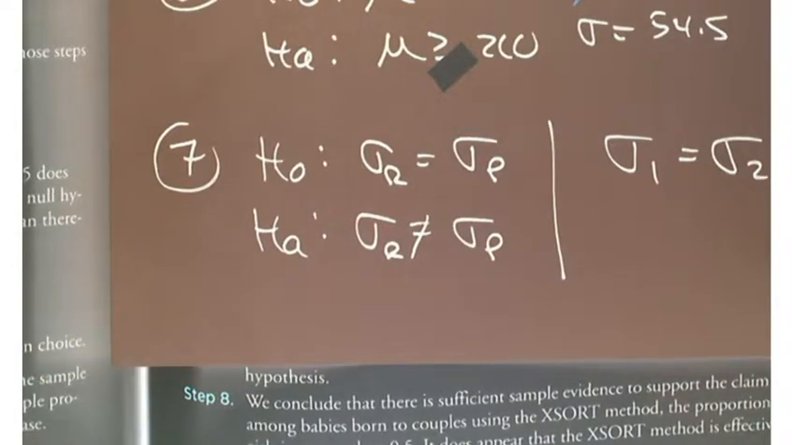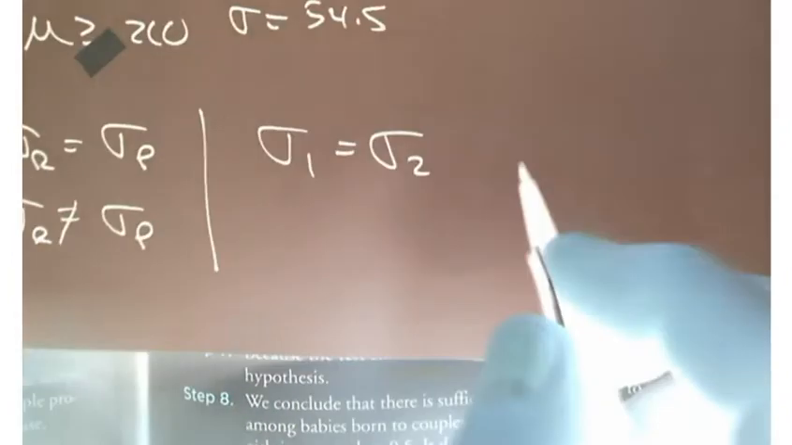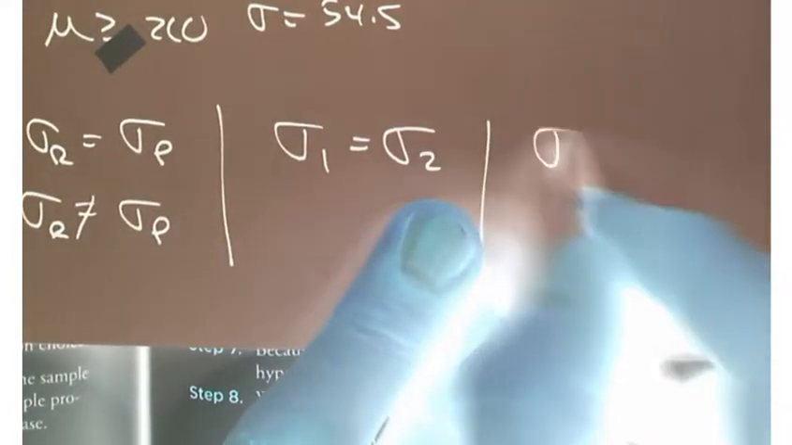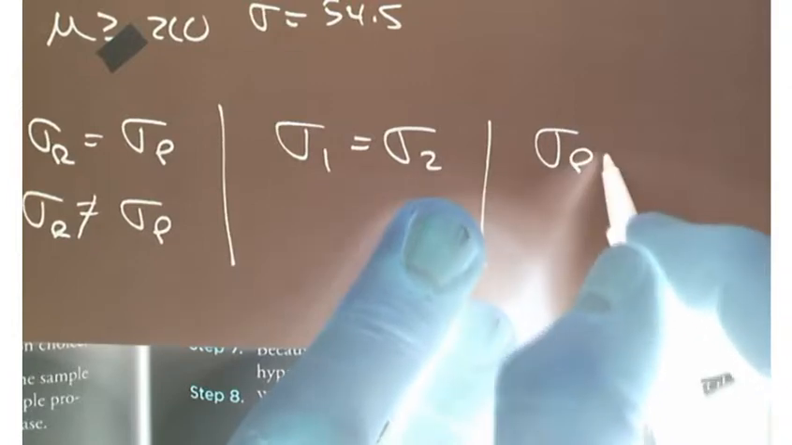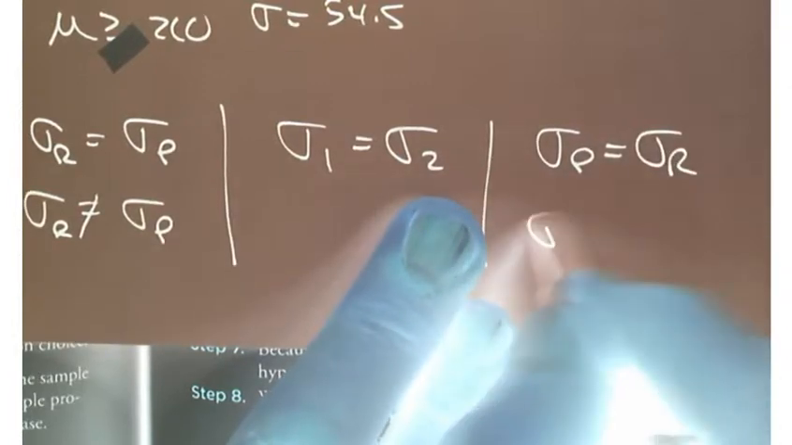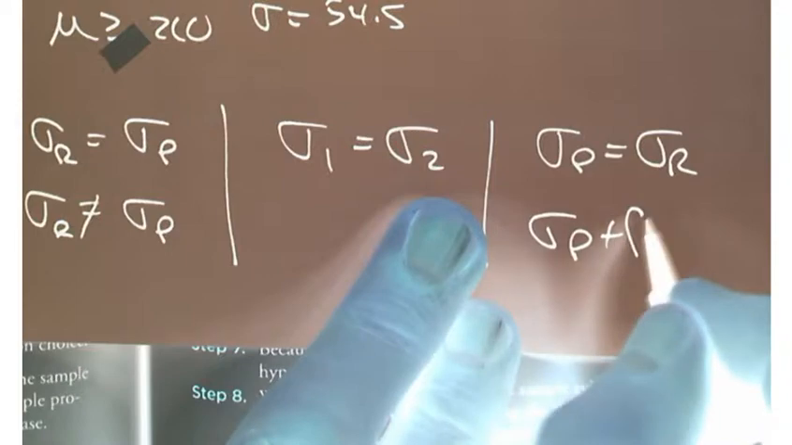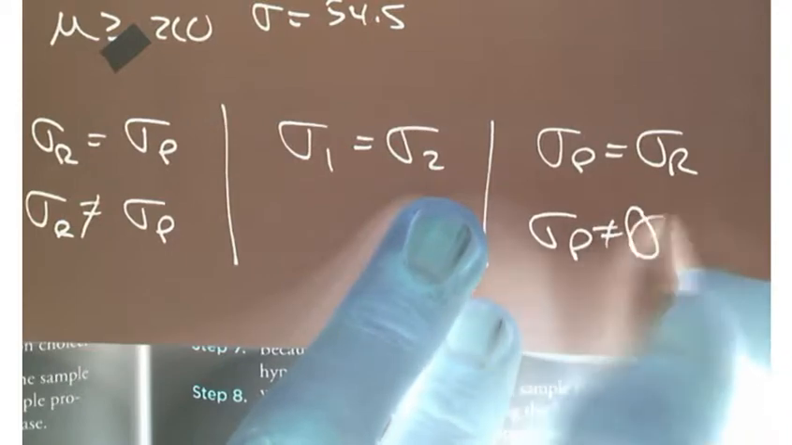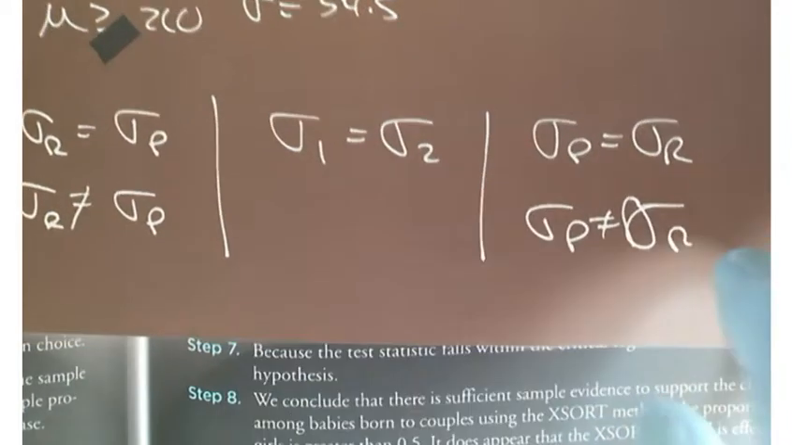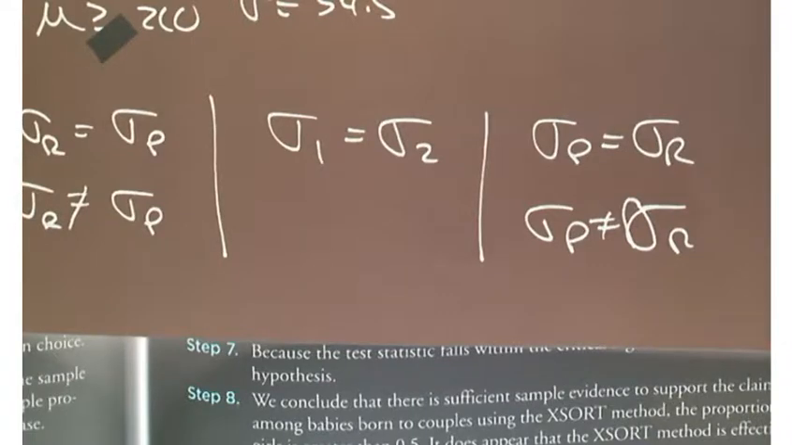That's fine. So if you had sigma sub p equals sigma sub r, and sigma sub p not equal to sigma sub r, that's the same thing. So I'm not going to worry about that.